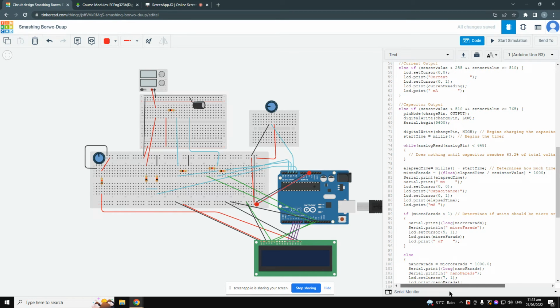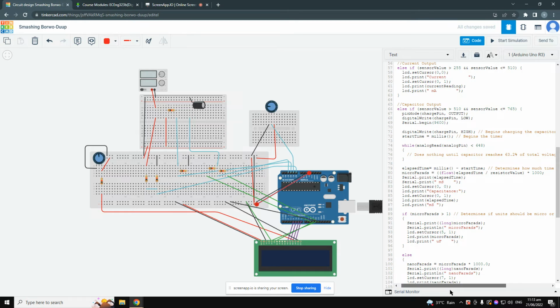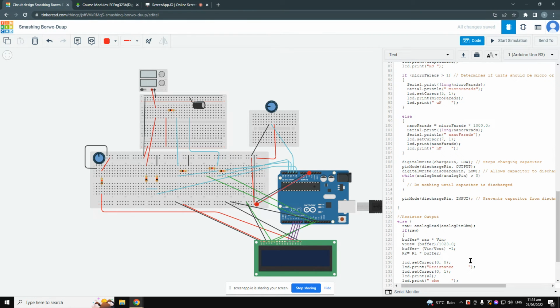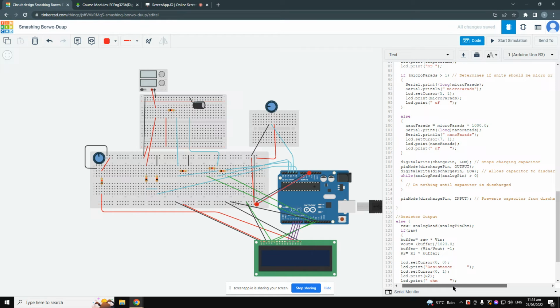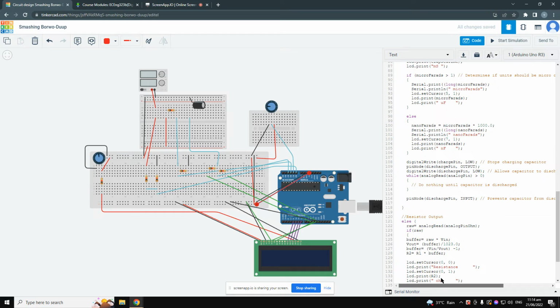Microfarads equals elapsedTime divided by resistorValue times 1000. Serial.print elapsedTime, Serial.print ms. lcd.setCursor 0, 0, lcd.print capacitance. lcd.setCursor 0, 1, lcd.print elapsedTime, lcd.print ms. If microfarads is greater than 1, this determines if units should be micro or nano and prints accordingly. So Serial.print long microfarads, Serial.print microfarads. lcd.setCursor 5, 1, lcd.print microfarads, lcd.print uF.